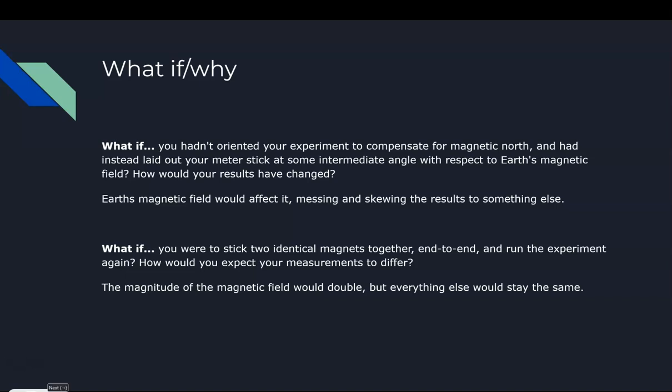Now, what if and why? What if you had not oriented your experiment to compensate for magnetic north, and had instead laid out your phone at some intermediate angle with respect to Earth's magnetic field? Basically, the field would be affected, skewing the results. And what if you added two magnets together end to end? What would that do? The magnetic field of it would double, but everything else would stay the same, specifically the direction.